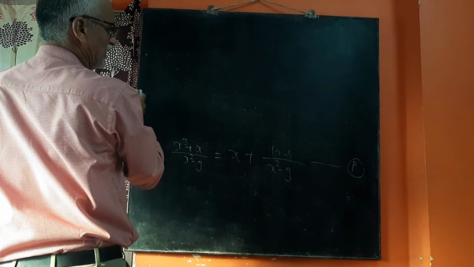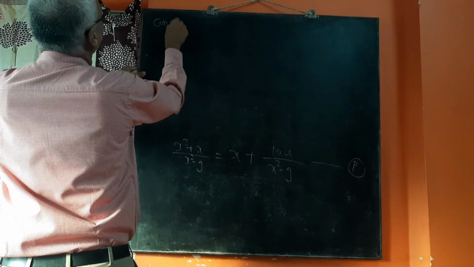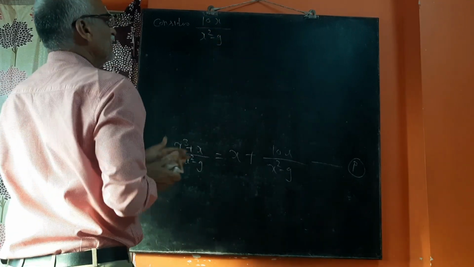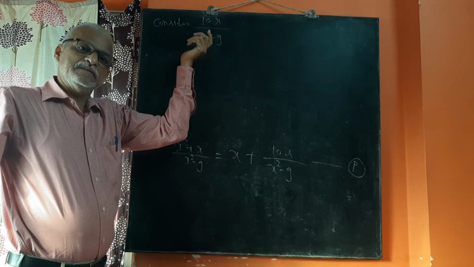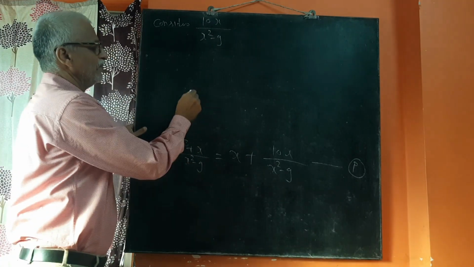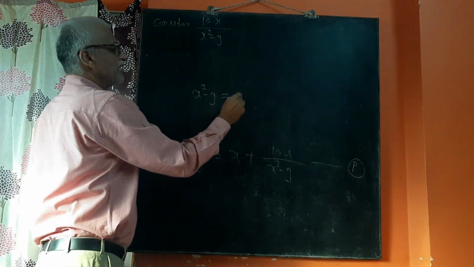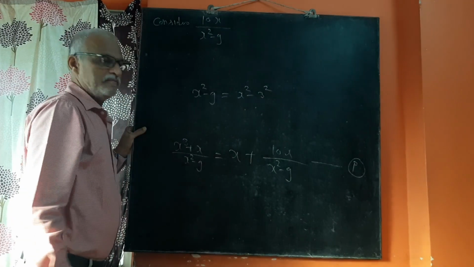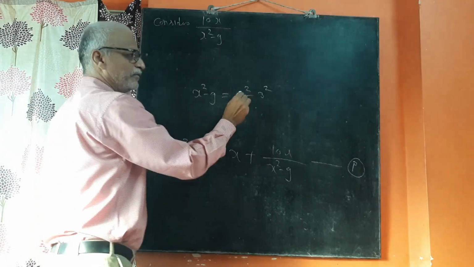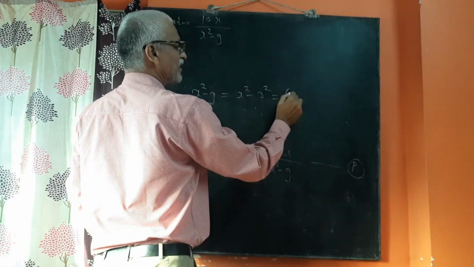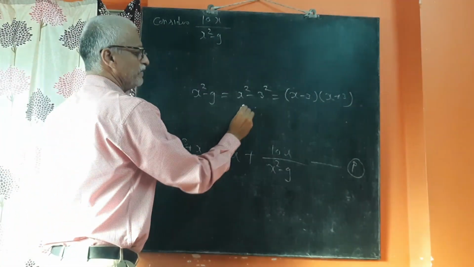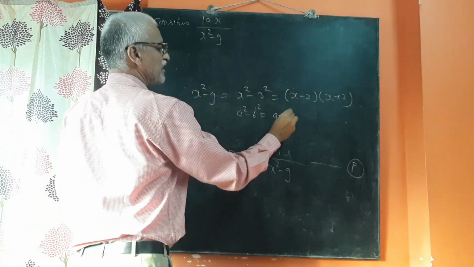Consider 10x/(x² − 9). Now x² − 9 is a quadratic expression, but we can find its factors. See here, x² − 9 can be written as x² − 3², that means this is in the form of a² − b², and the factors of a² − b² are (a − b), that means x − 3, into (a + b), that is x + 3. We have applied a² − b² = (a − b)(a + b).